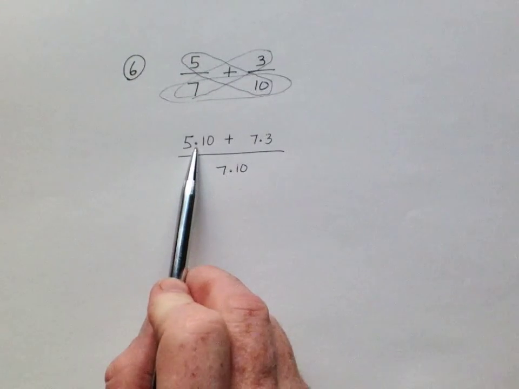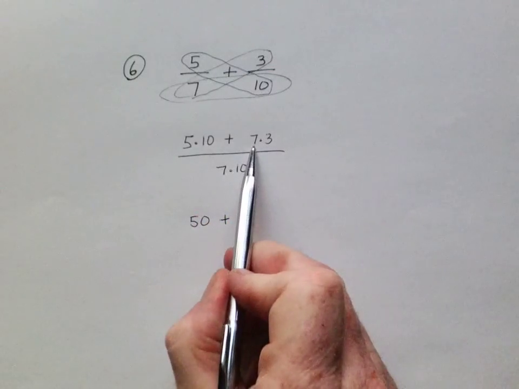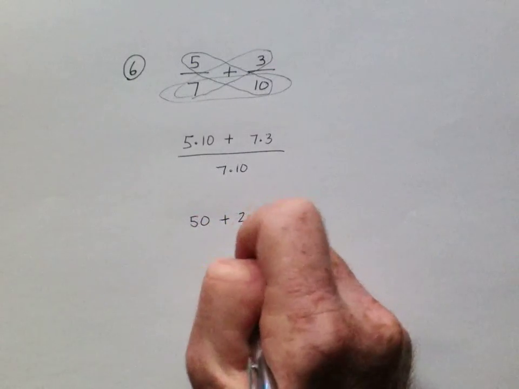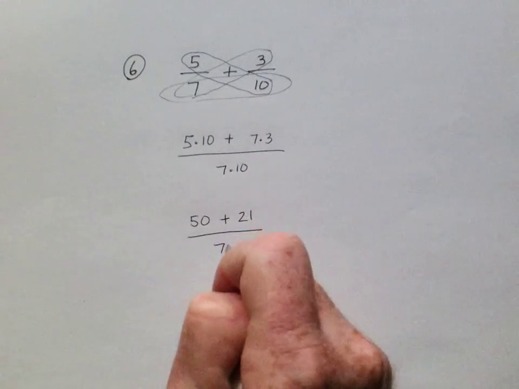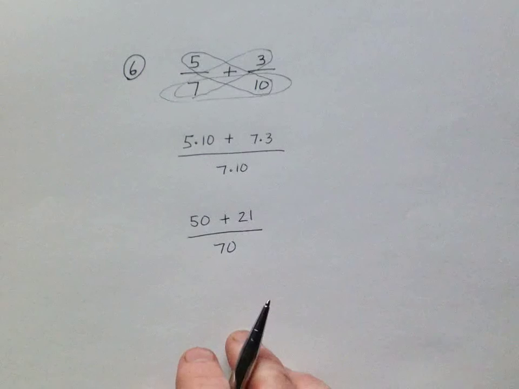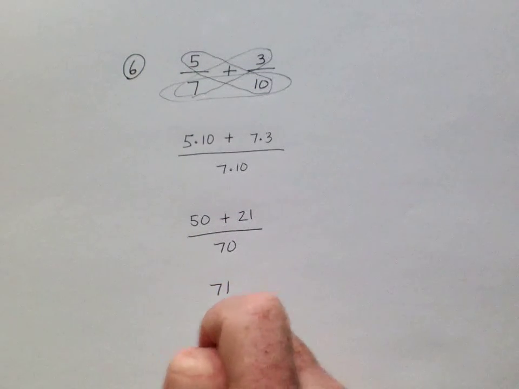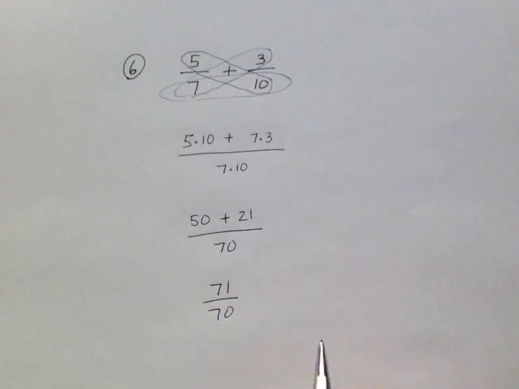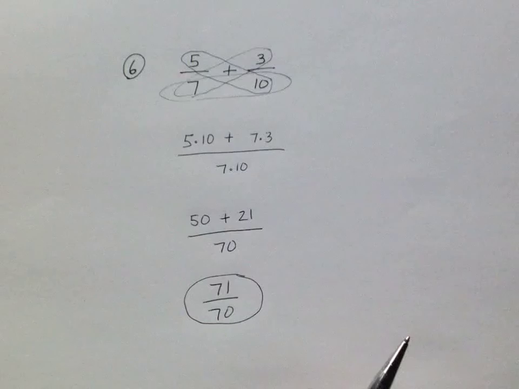This would be 50. This would be 21. And the denominator would be 70. And so finally, when you add these two, that's going to be 71 over 70. And there's nothing that's going to divide into both 71 and 70, so we're done.